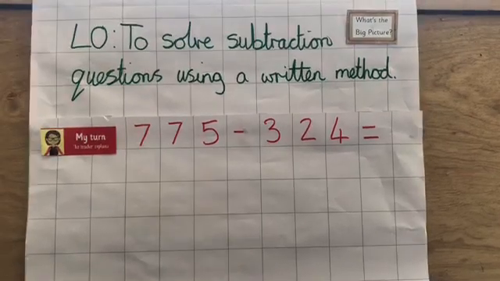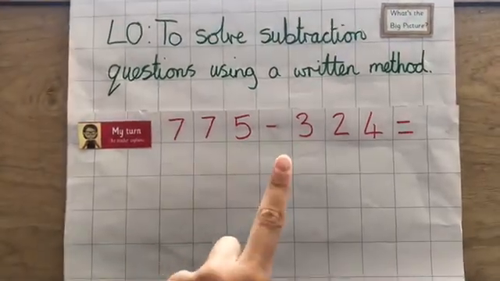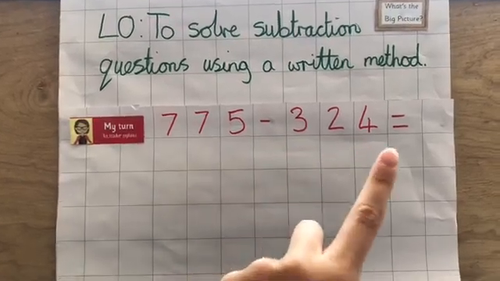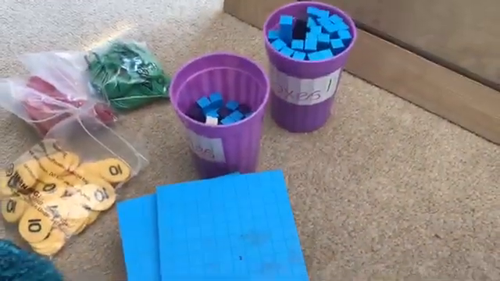Let's look at this question together. We've got 775 take away 324. Now, one way we could work this out is we could use our Dienes. Now, I know Miss Cole spoke about these last week, and I have got some here with me.